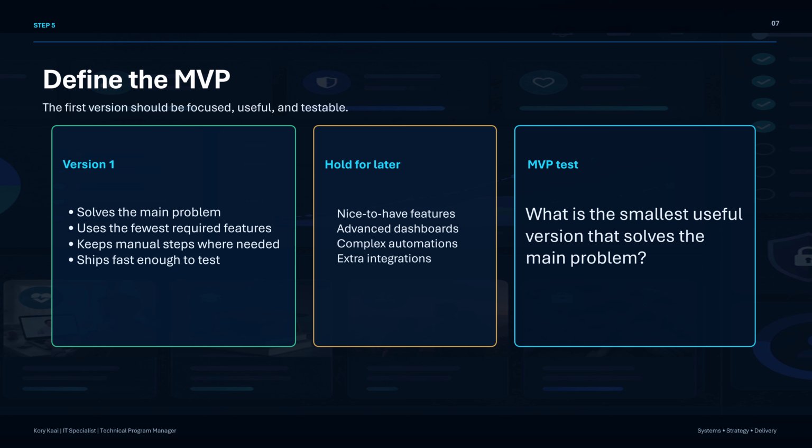When I define the MVP, I ask, what is the smallest version that solves the main problem? What has to be included? What can wait? What can be manual for now? And what feature creates the most value first? The MVP should not be weak. It should be focused. The goal is to ship something useful, test it with real users, learn from it, and improve it.